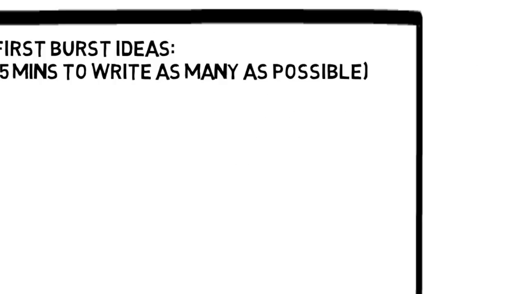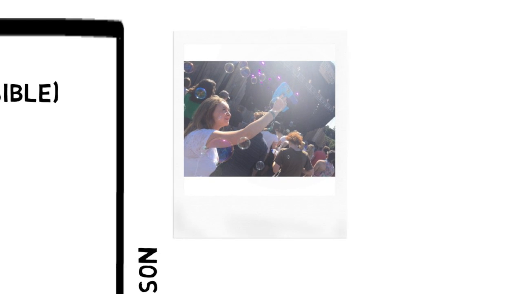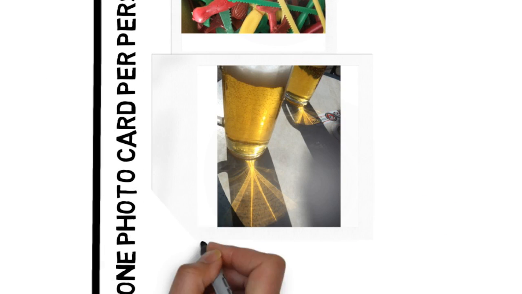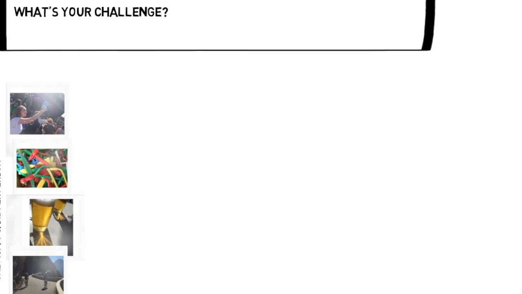You don't need to discuss them because what you're going to do next is hand out one photo card per person. This is a random group of photographs. For example, we could have a woman blowing bubbles. We've got here some plastic tools. We've got some beers in the sunshine. We've got some guys riding bikes up a hill, or we've got a bucket full of rusty horseshoes.